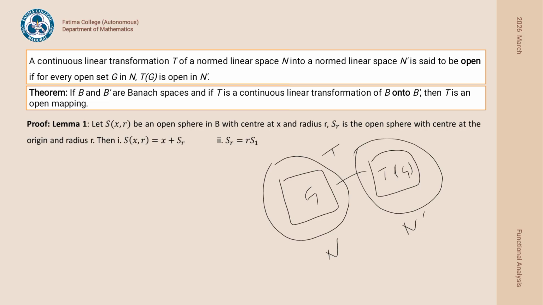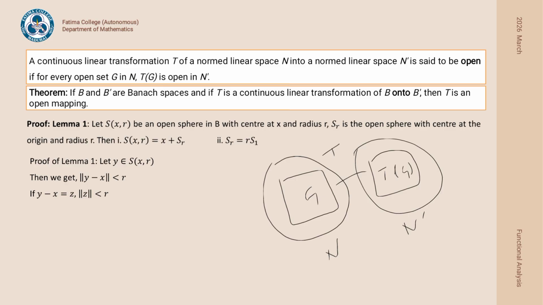First lemma: let us consider open spheres centered at x and radius r, denoted by S of x comma r, and an open sphere with center at the origin and radius r as SR. What we have to prove here is S of x comma r is equal to x plus SR, and SR is equal to r into S1. To prove S of x comma r is equal to x plus SR, we have to prove both the containments. Let us first prove the first containment, namely S of x comma r is a subset of x plus SR. For that, let us take a point y in S of x comma r.